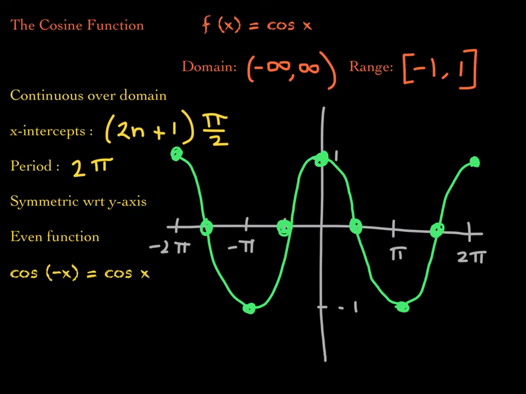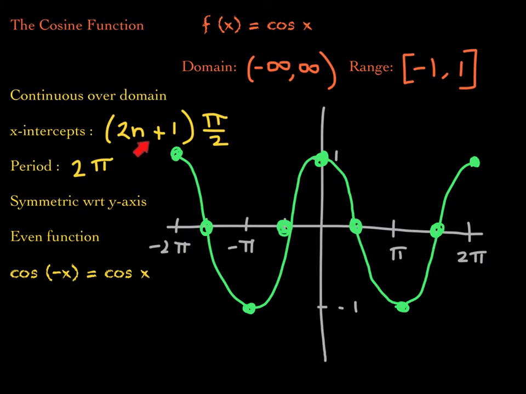All right, here are some observations for the cosine function. First of all, it's continuous over its entire domain, meaning there are no gaps, no holes, no breaks in the graph at all. You can get the whole graph without lifting up your pencil. The x-intercepts are at -3 pi over 2, -1 pi over 2, +1 pi over 2, +3 pi over 2. These are all of the odd multiples of pi over 2.